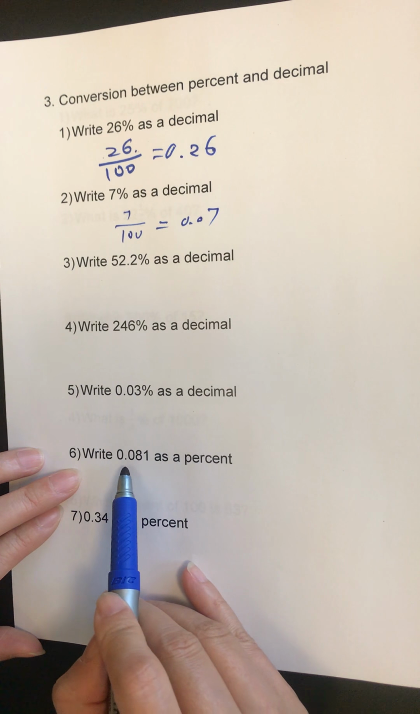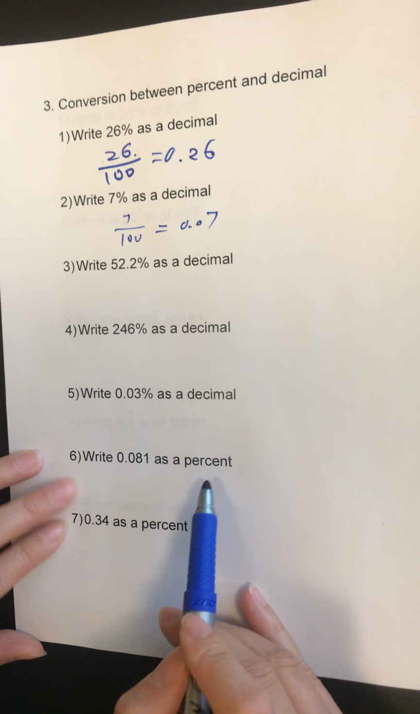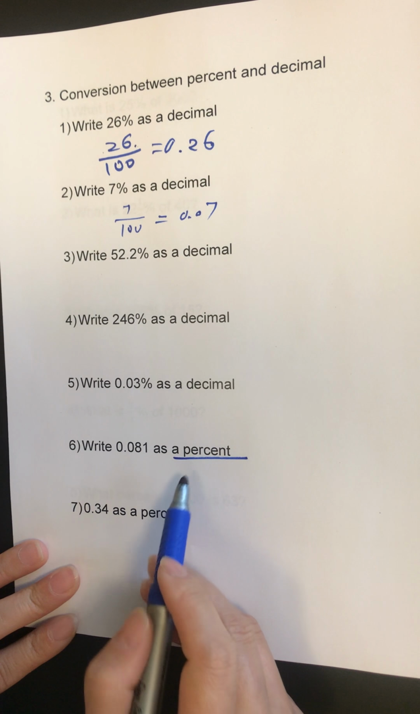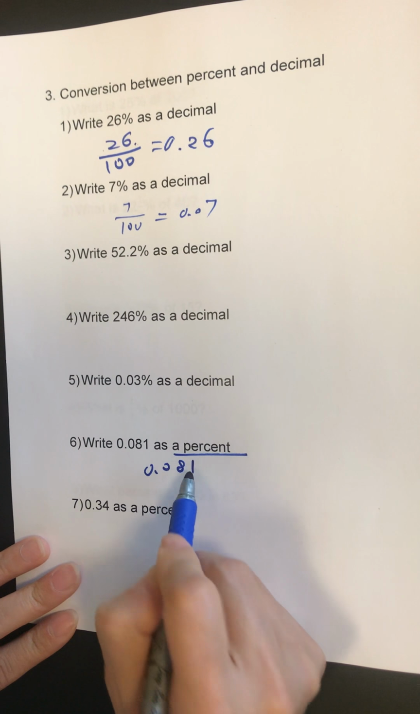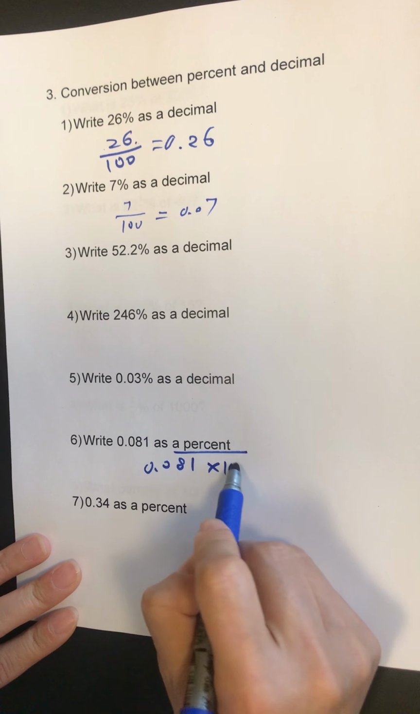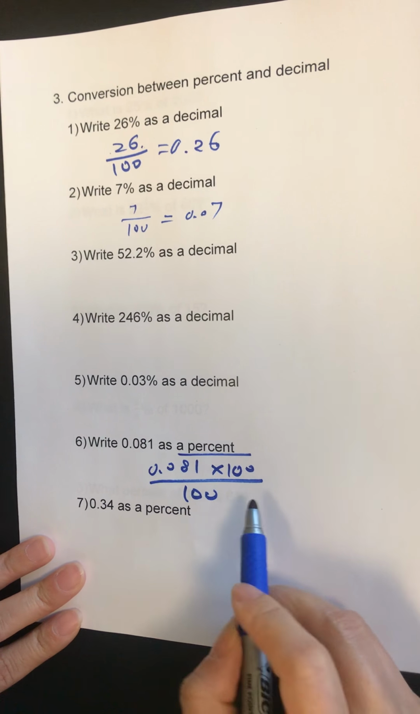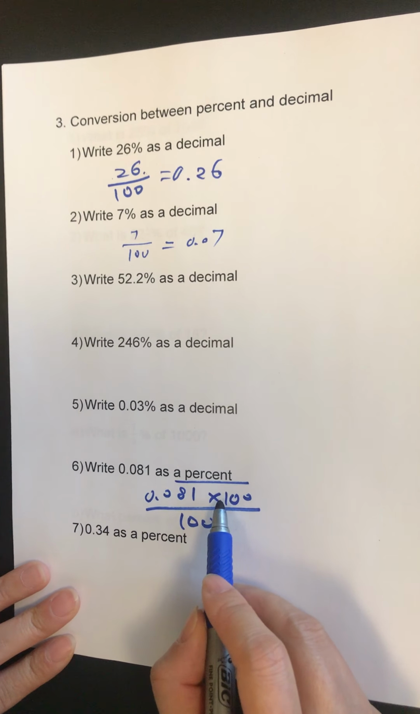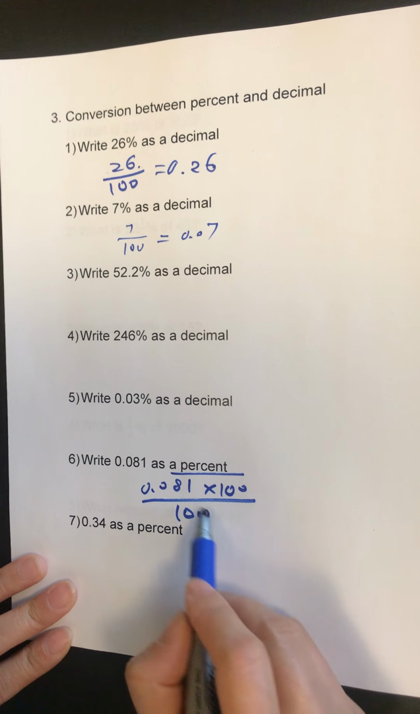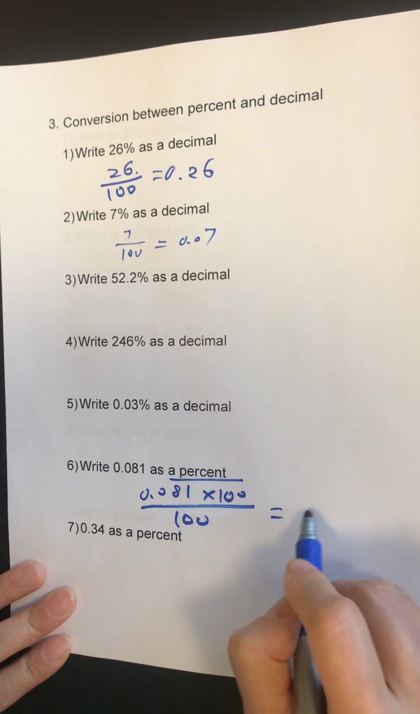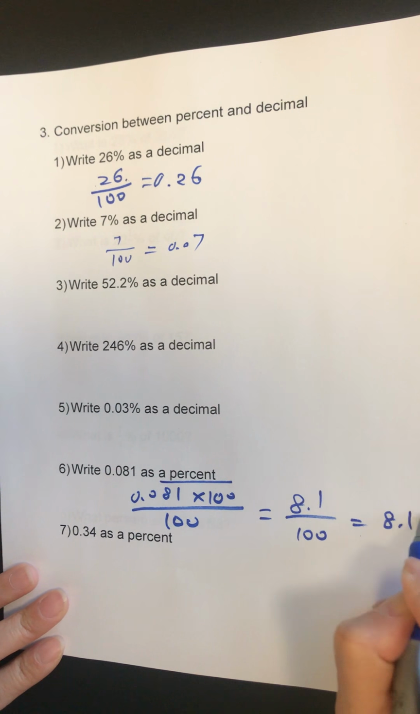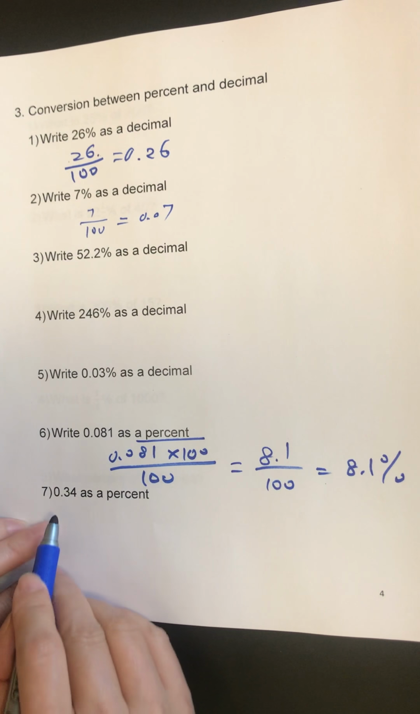We want to rewrite the 0.081 as a percent. So how do we convert a decimal into a percent? We divide that number by 100. But in fraction form, we have to multiply 100 to the top and the bottom. So divided by 100 on the bottom, the top would become 8.1, the bottom is 100, so that's why it's 8.1%.